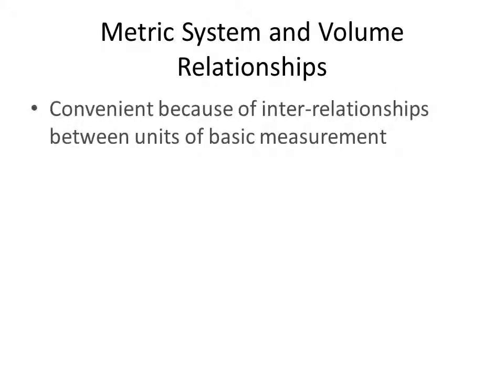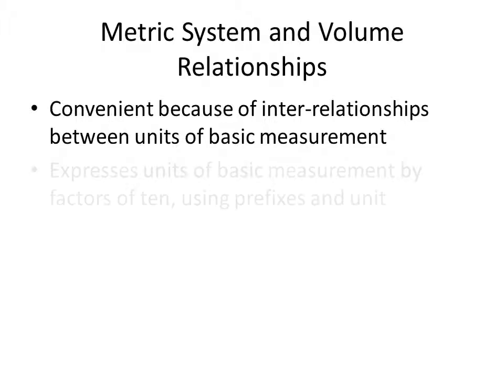The metric system is a really easy system to work in the hydrologic sciences and in ecohydrology. It's convenient because of the interrelationships between units of basic measurement. The metric system expresses units of basic measurement by factors of 10 using prefixes and the unit. So for example, 1 cubic meter of water is equal to 1,000, or 10 cubed liters of water. And 1 liter of water is equal to 1 kilogram of water at standard temperature and pressure. That's what STP stands for.